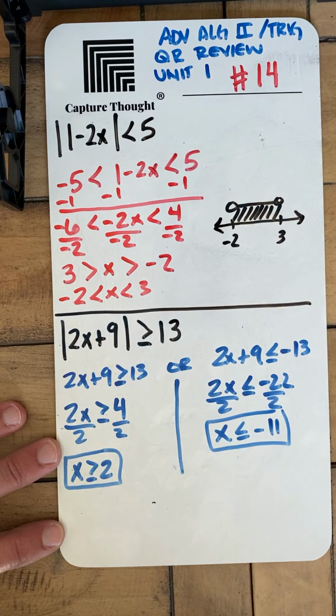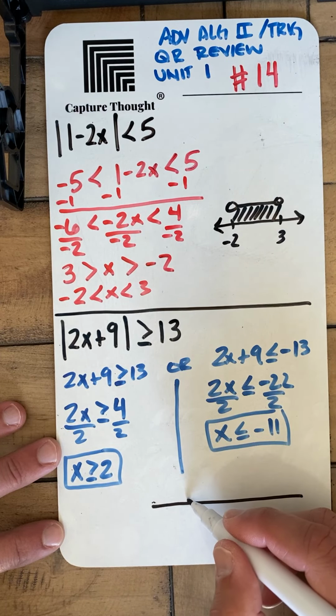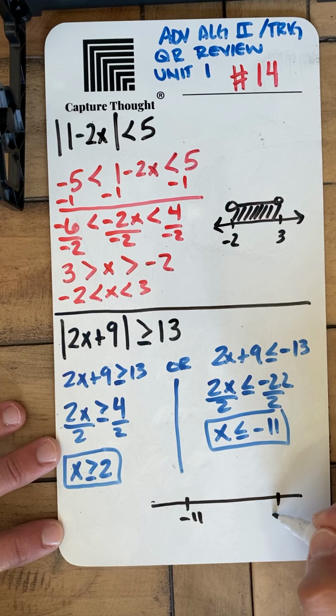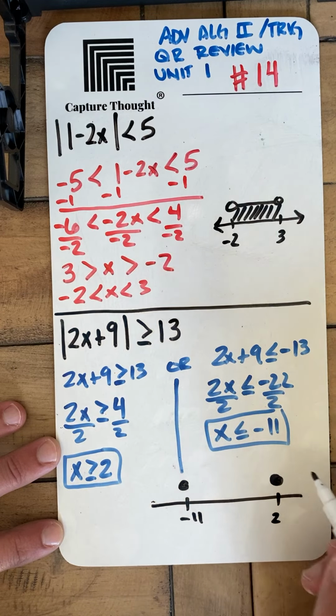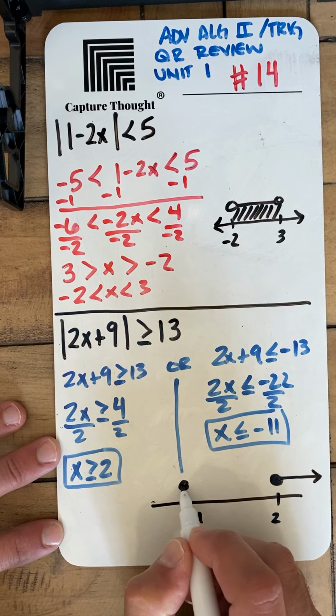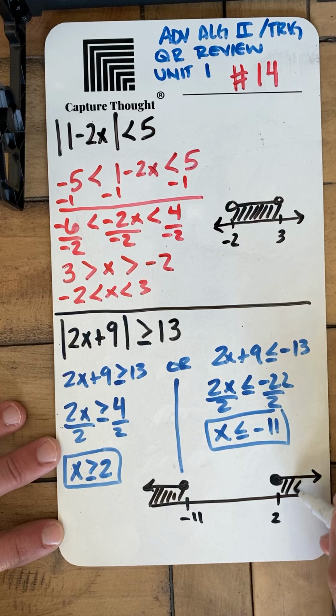And again, if I was going to graph that on my number line, I would have a -11 here, 2 is over here. Above each would be a closed dot because it is greater than or equal to. So I have numbers that are bigger than 2, so that's to the right, and less than -11, that's to the left. So that's how I would write my answer, just like that.